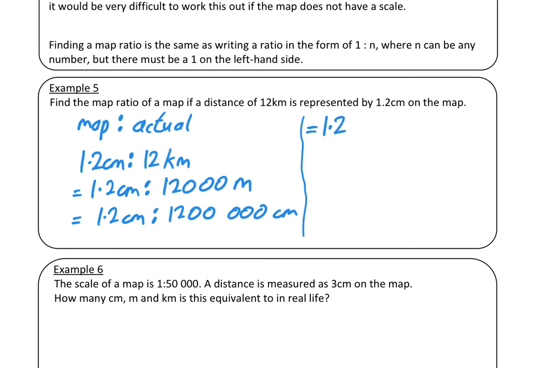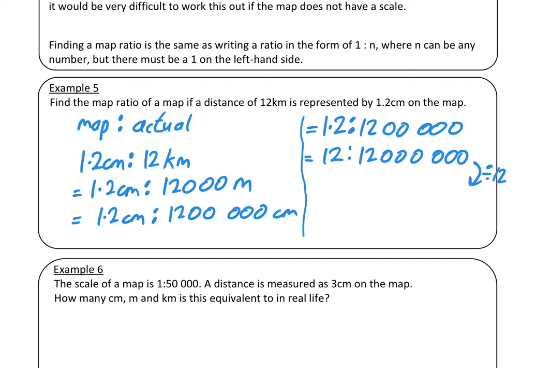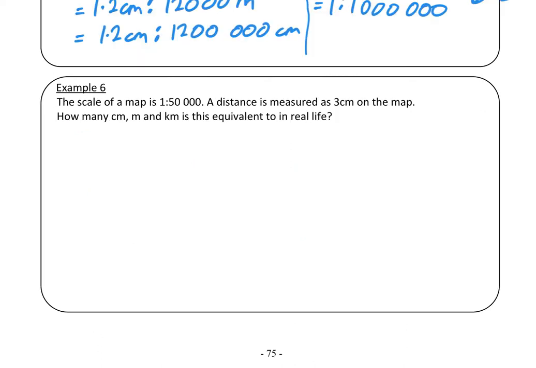Get rid of the units, so it's going to be 1.2 to 1,200,000. Okay, now the problem with this is I've got a decimal. So to get rid of this decimal, I'm going to multiply by 10, which will give me 12, and then it's going to be 12 with 6 zeros. And then what I could do is divide by 12, which gives me the answer I'm looking for, 1 to 1 million. And that is my map ratio done for example 5.